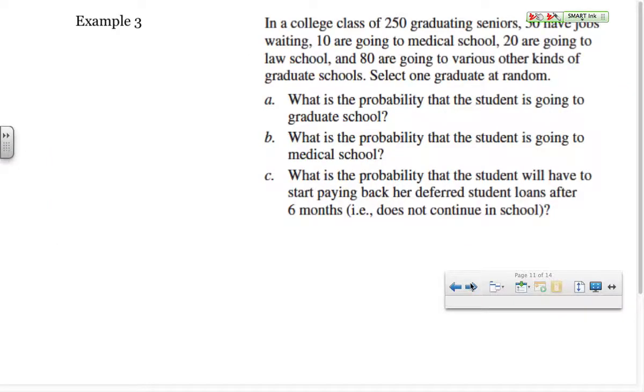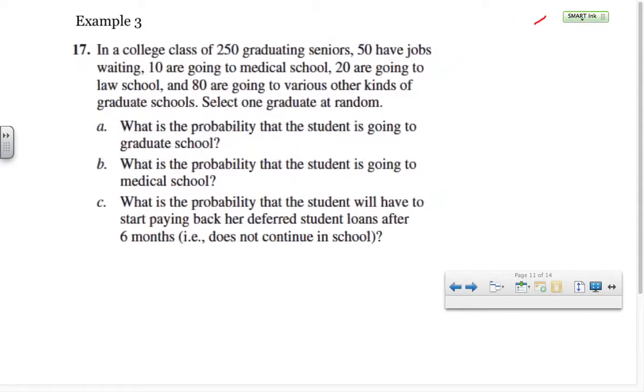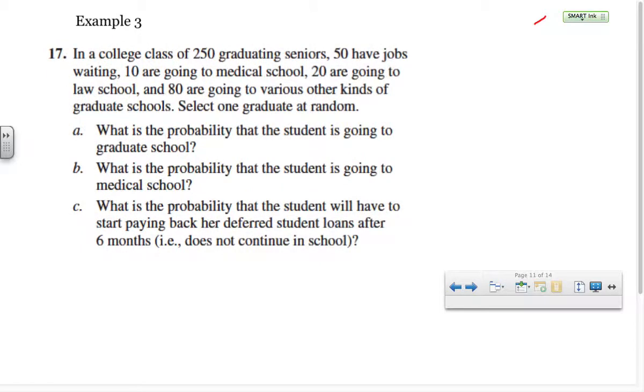Okay, so here's an example. Now this doesn't have a frequency chart on there, but it actually has frequency. So this is in a college class of 250 graduating seniors, 50 have jobs waiting, 10 are going to medical school, 20 are going to law school, and 80 are going to various kinds of other schools. So this is a frequency, all right? It's not in a frequency table, but it's a frequency. 50 is in the jobs category, 10 is in medical school, 20 is in law school, and 80 is other kinds of graduate school.